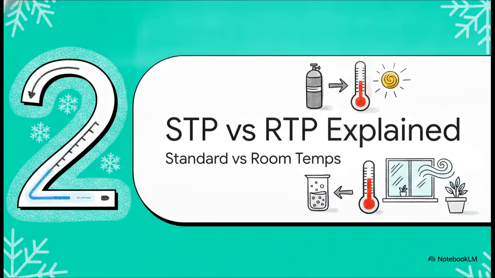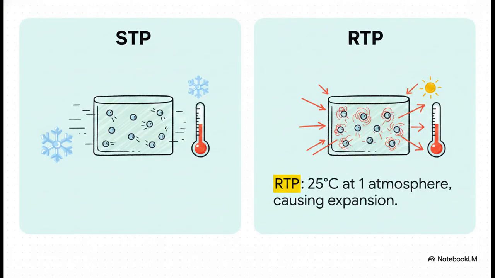Moving right along to Section 2, STP versus RTP explained, standard versus room conditions. And this brilliantly illustrates what happens behind the scenes. On one side, we have STP, standard temperature and pressure, which is defined exactly at 0 degrees Celsius and 1 atmosphere. On the other side is RTP, room temperature and pressure, sitting a lot warmer at 25 degrees Celsius, also at 1 atmosphere.